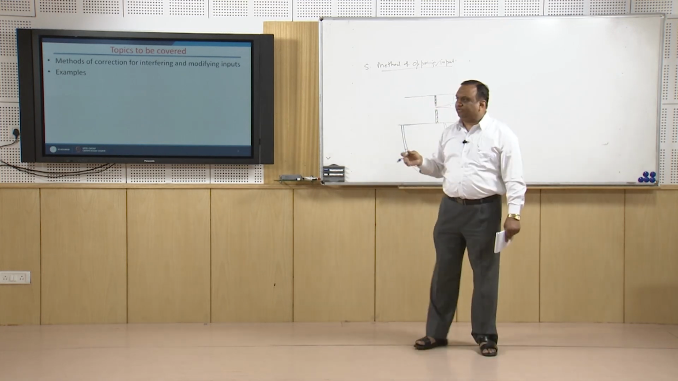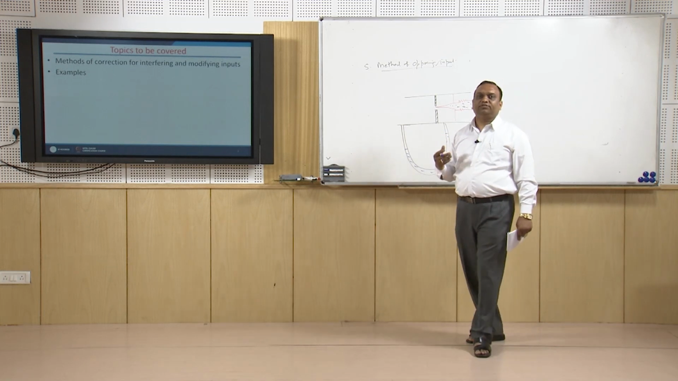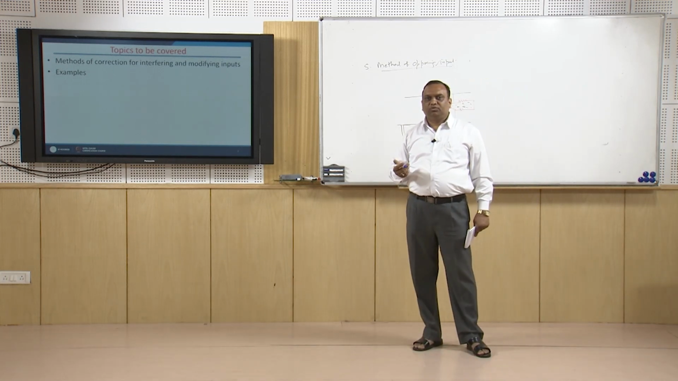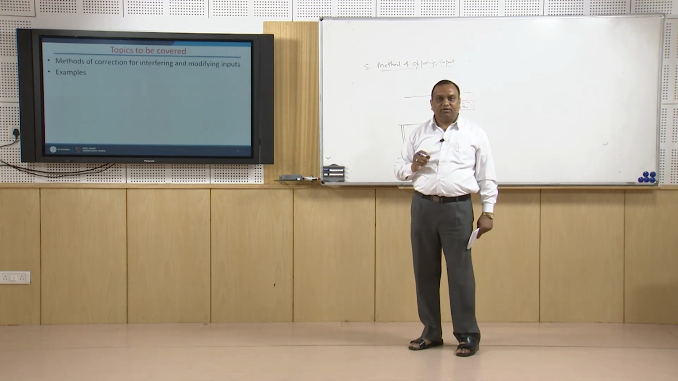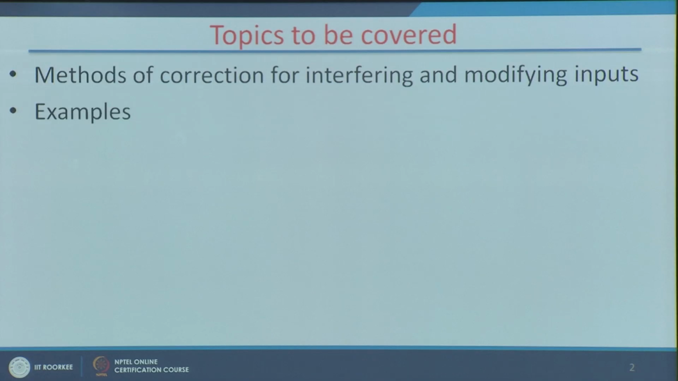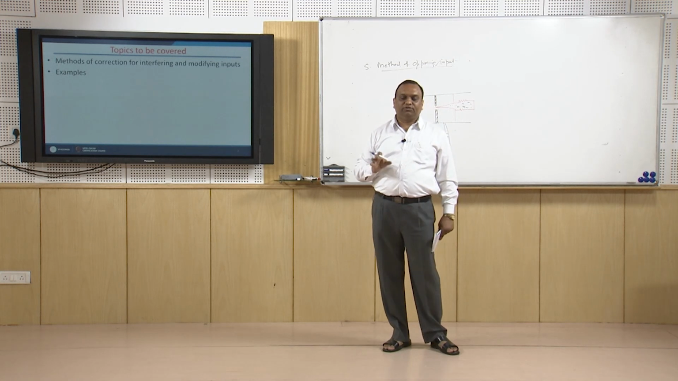So there are different methods. In addition to this, it depends upon the designer, we can evolve some more methods to remove the interfering and modifying inputs to the system, but they have to be removed necessarily, otherwise our measurements will not be accurate, and the whole objective of the measurement will be lost.